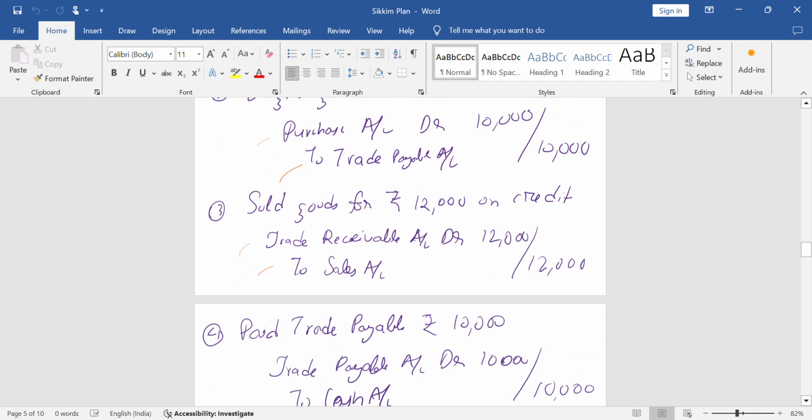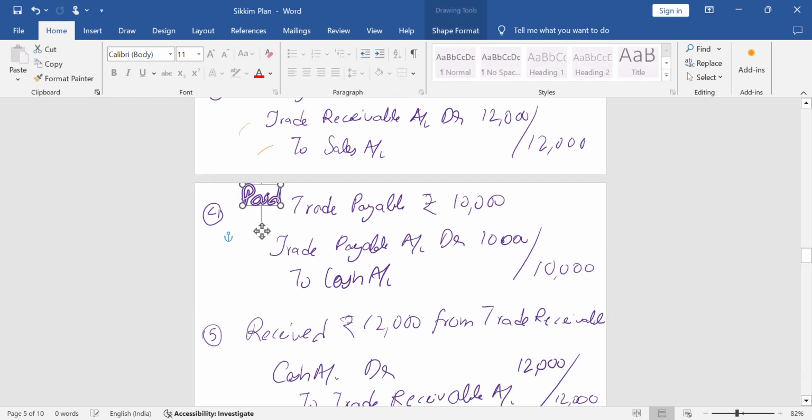Then we have sold goods worth rupees 12,000 on credit. Trade receivable account debit to sales account. Trade receivable, it is an asset. Increase in asset is equal to debit, and sales, as it is an income, increase in income is equal to credit. Paid trade payable rupees 10,000.